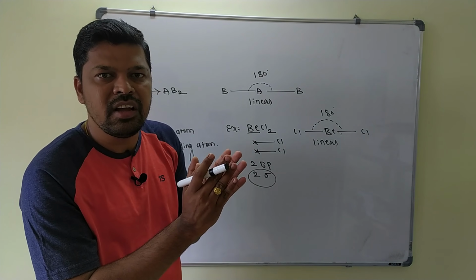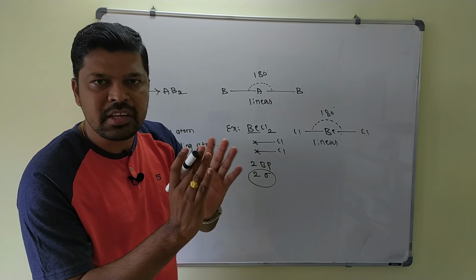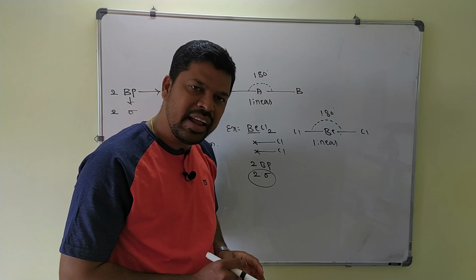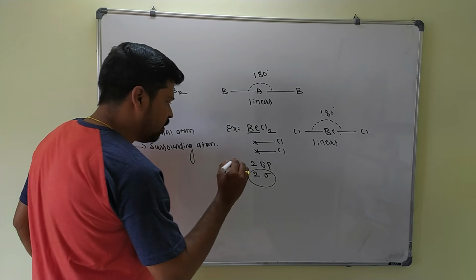One more point here: the angle between the 2 bonds is called what? Bond angle. The angle between a lone pair and a bond pair is not taken as the bond angle, and here the angle between the 2 bonds is what? 180 degrees. Another example we will take here.